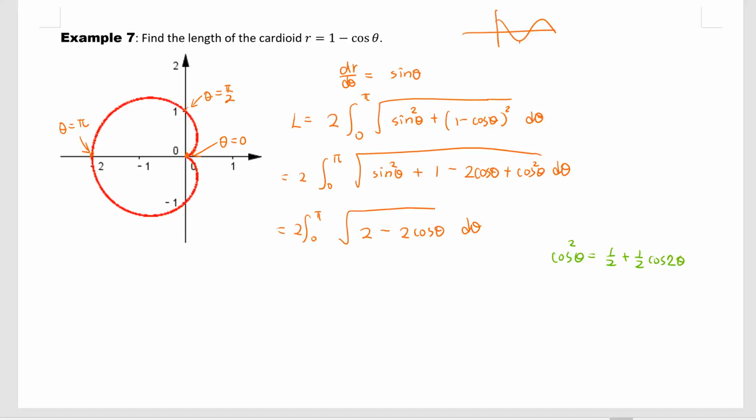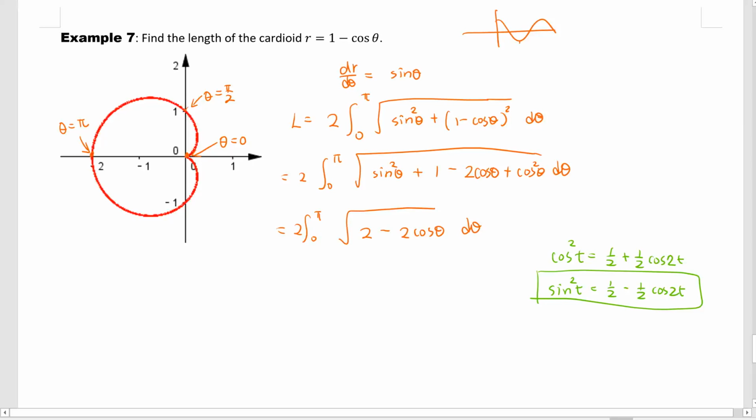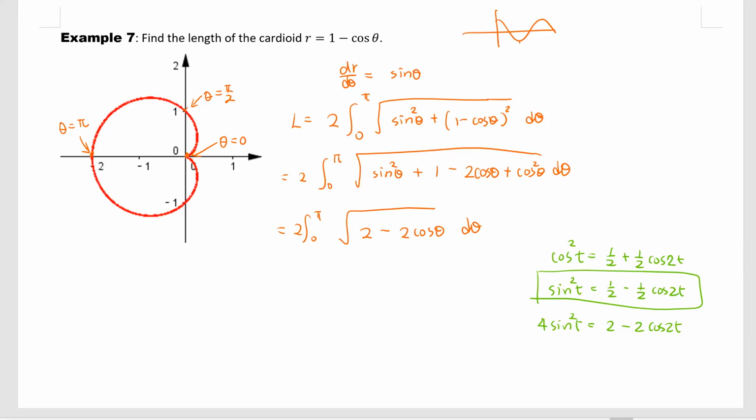Okay, so let me use t, I don't want to have theta again. And we have sine squared t equals 1/2 minus 1/2 cosine 2t. Okay, so here you can see which one we should choose. This one. And we want to have 2 minus 2 cosine, so we multiply by 4 on both sides. Now we can replace: theta is 2t, then t is theta over 2. So 4 sine squared theta over 2 is 2 minus 2 cosine theta.